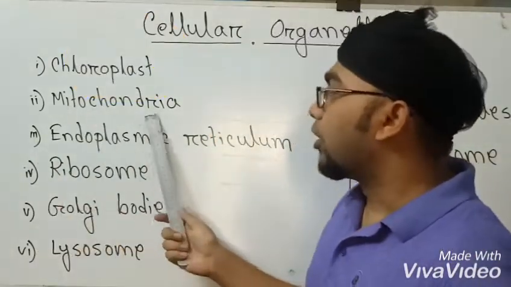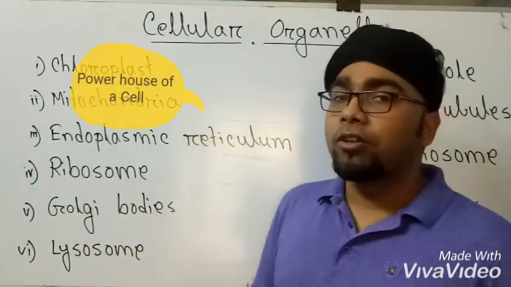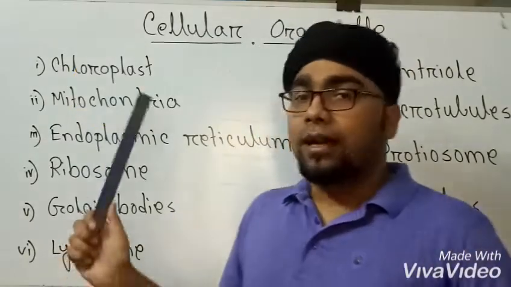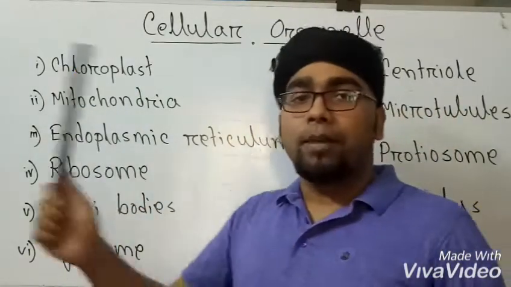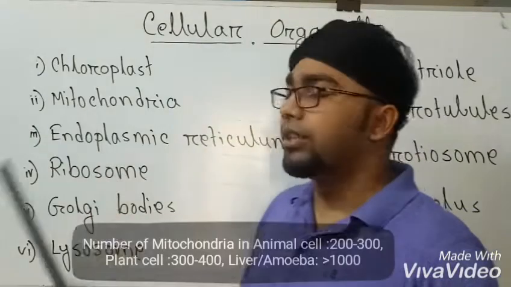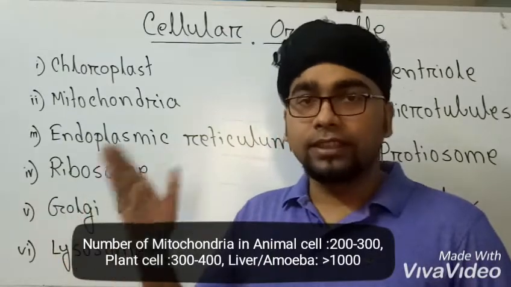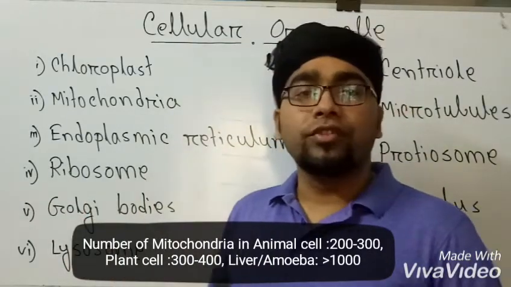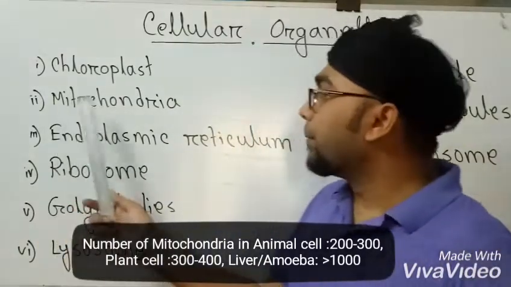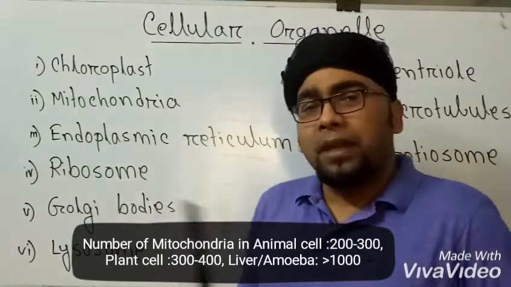Okay, next cellular organelle is mitochondria. You know, mitochondria is the powerhouse of a cell, and the number of mitochondria varies from plant to animal. In a plant cell, the number of mitochondria is 300 to 400, but in an animal cell, this number is 200 to 300. The maximum number of mitochondria is found in liver cells or in amoeba. The number may be approximately 1000.